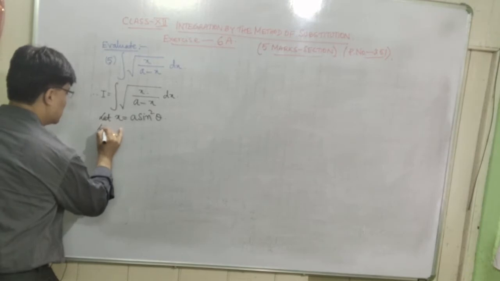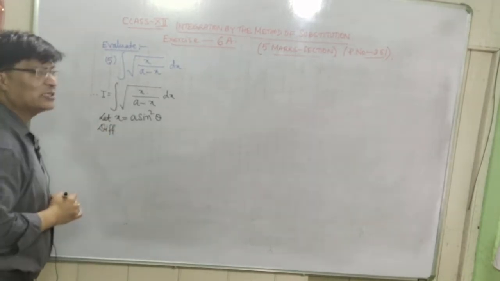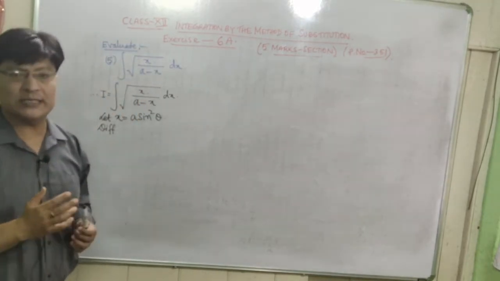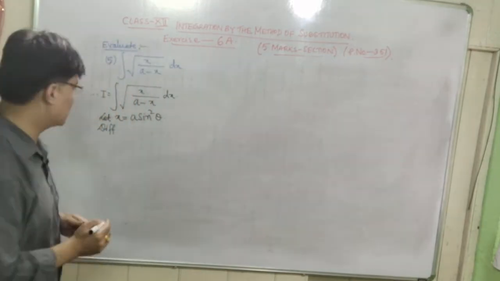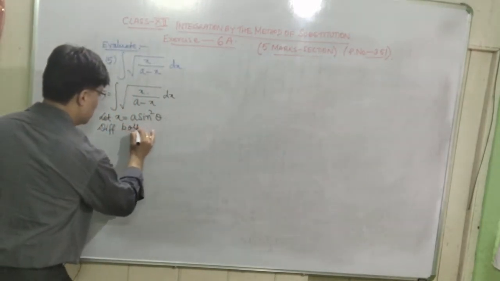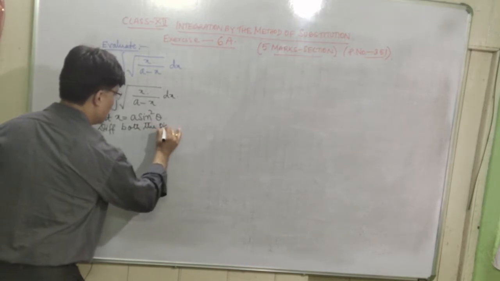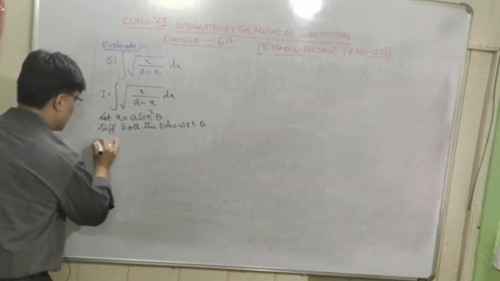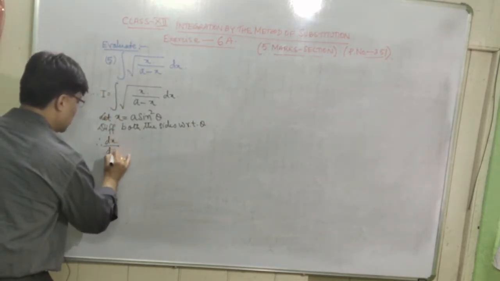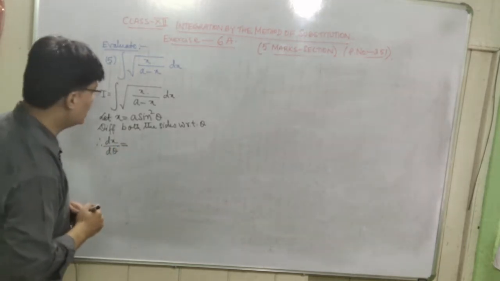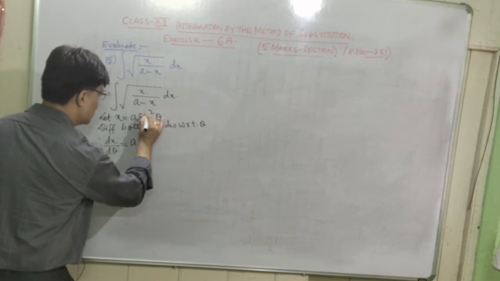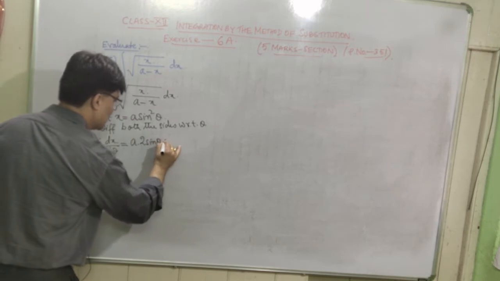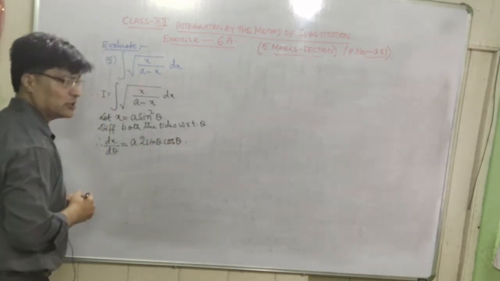Now let us differentiate it. In case of integration by the method of substitution, if you substitute x is equal to a sine square theta, you have to differentiate both the sides with respect to theta. So differentiating both the sides with respect to theta, dx by d theta is equal to, now what is this differentiation? a into sine square theta, it is just like your x square, 2 sine theta into again differentiate sine theta, that is your cos theta.